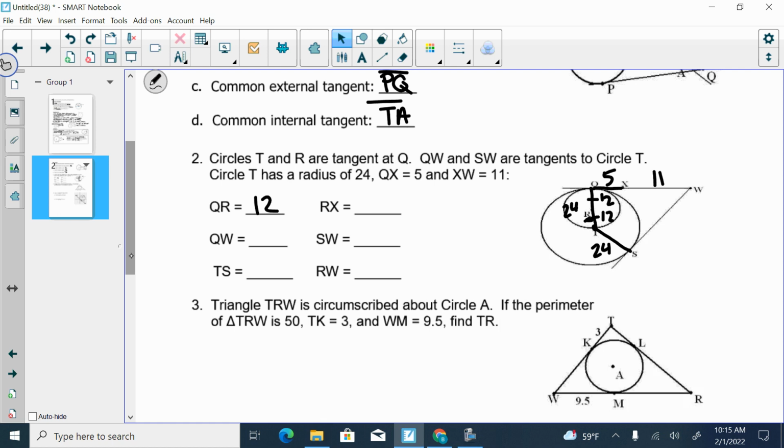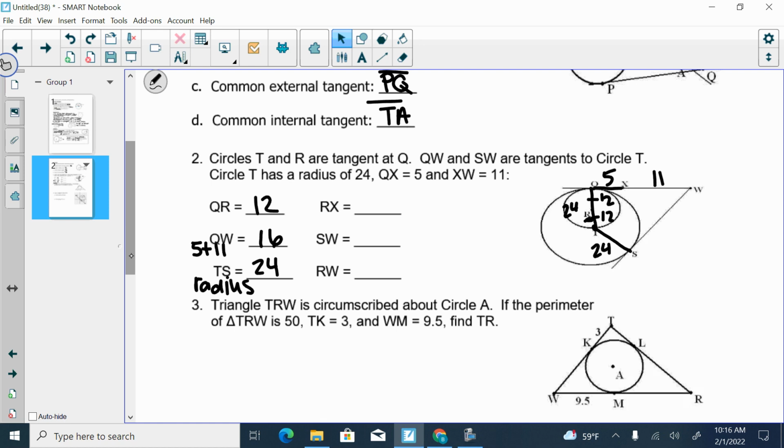Okay? All right, then they want to know QW. Right, because we would just add those two segments together, right? We just add 5 plus 11. All right. Then they want to know TX. We already said TS would be, because it is a radius. Good. Okay. Then they want to know line segment RX.